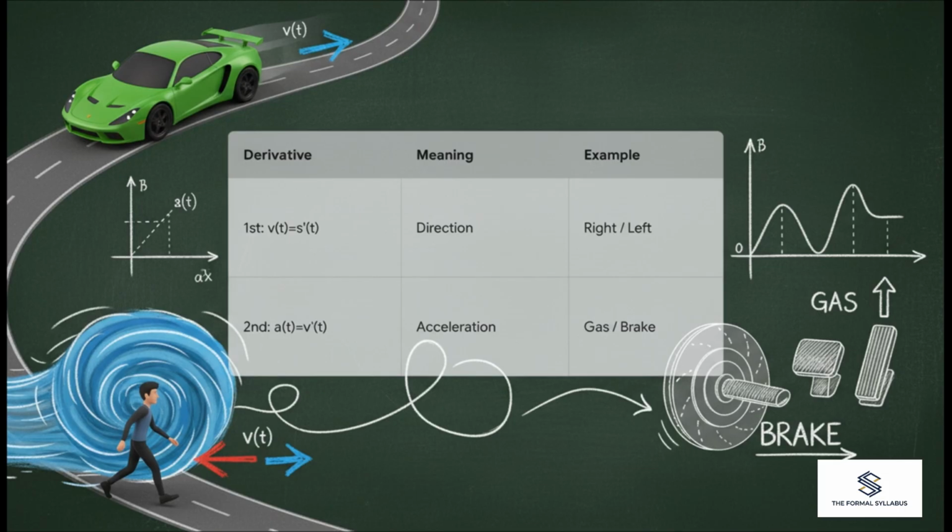But what happens if you take the derivative again? That second derivative gives you acceleration, and acceleration acts exactly like reality's accelerator or brake pedal. A positive acceleration might push you to the right, but say you're walking left and a massive gust of wind hits you from the right, that negative acceleration acts as a brake, actively slowing down your velocity.